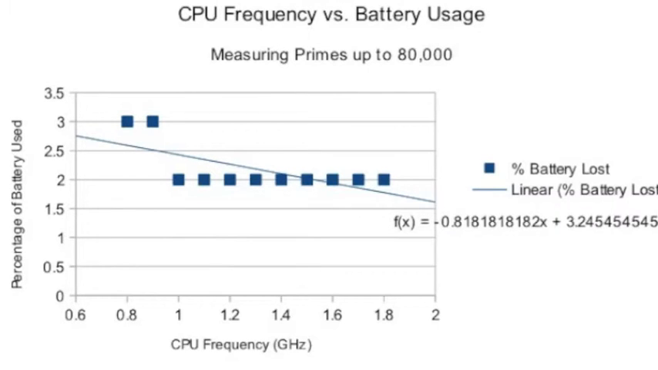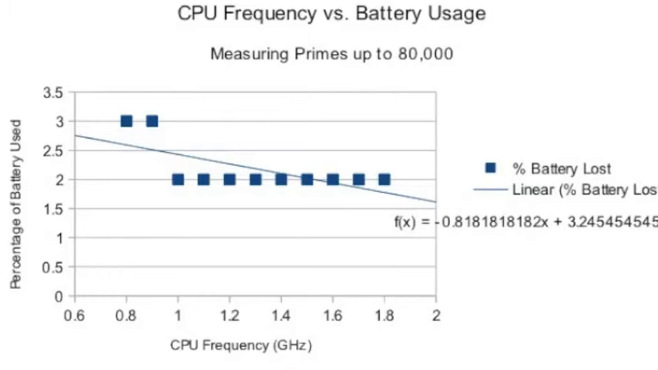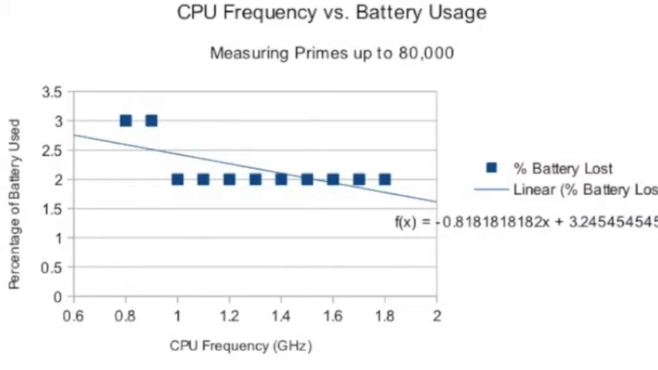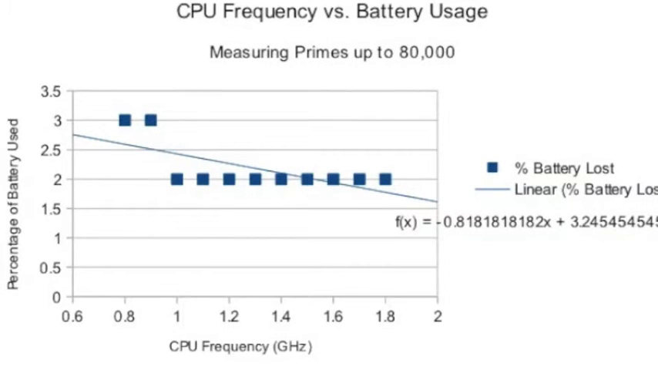So in our third set of data, our stress test was calculating primes up to 100,000. Again, we found the higher the frequency used, the less the battery usage. But this time, because the load was much bigger, the numbers hovered between 4, 3, and then down to 2.